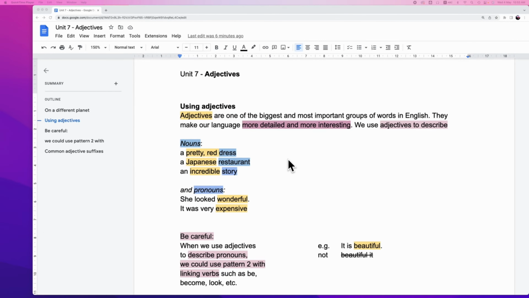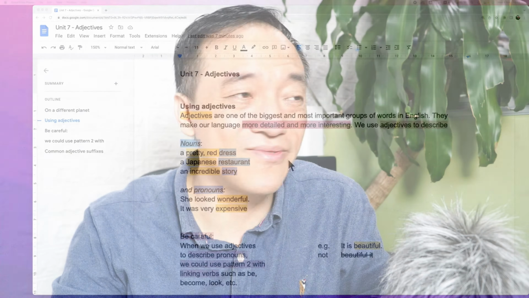Last time we had an introduction about adjectives and what we're going to cover in this series, and today we are covering two topics about adjectives. One, using adjectives, and the second one is common adjective suffixes. So first one, let's take a look.